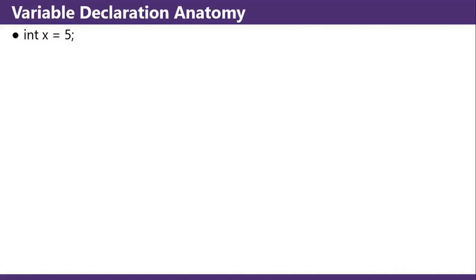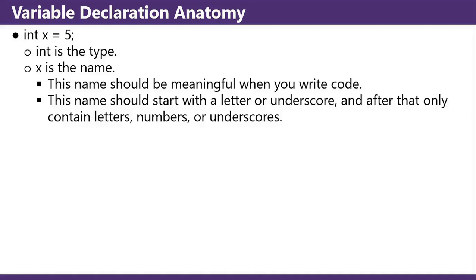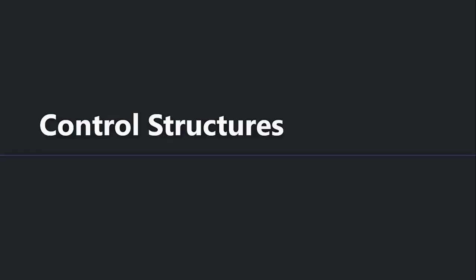Variables. int x = 5. Int is the type, x is the name, although this name should be meaningful when you write code. This name should start with a letter or underscore, and after that only contain letters, numbers, or underscores. 5 is the value.